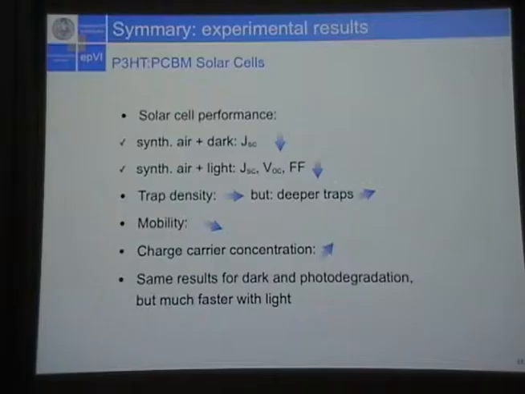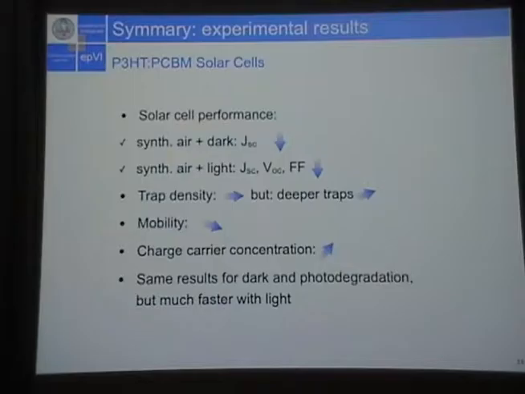So we see in the dark, only the short-circuit current goes down. When you shine light on it and apply synthetic air, oxygen, all 3 parameters go down. Trap density remains more or less the same, but the deeper trap just increases a little bit. Mobility gradually decreases. Charge carrier concentration goes up. And I emphasize the results in dark and in photodegradation are more or less the same, just on the minute scale, not hour scale.